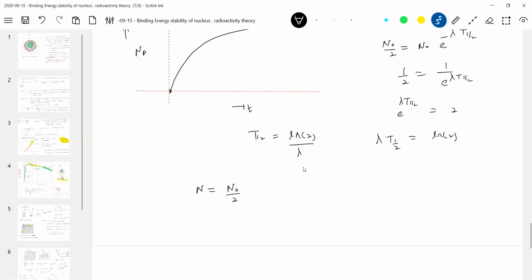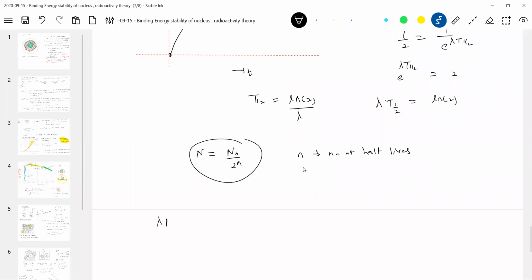After n half-lives, what is the number? Shall we put N equal to N naught into 2 power of n? What do you mean by n here? N half-lives. After one half-life, the number becomes N naught by 2. After two half-lives, N naught by 4. After three half-lives, N naught by 8. After n half-lives, I'll put it like this. Then similarly, what happened to activity? You multiply by lambda.